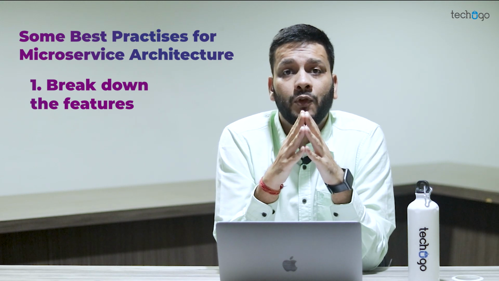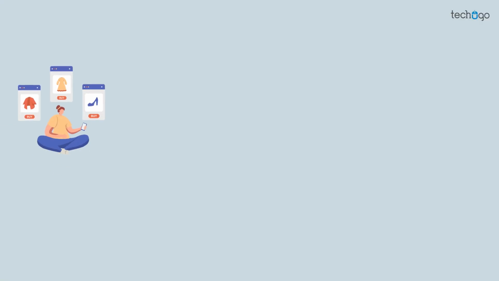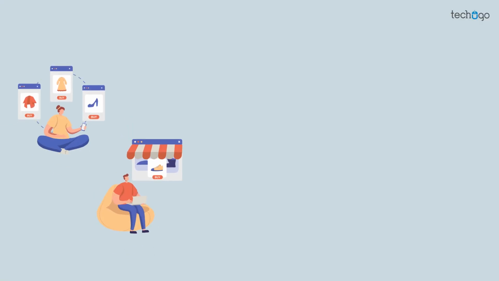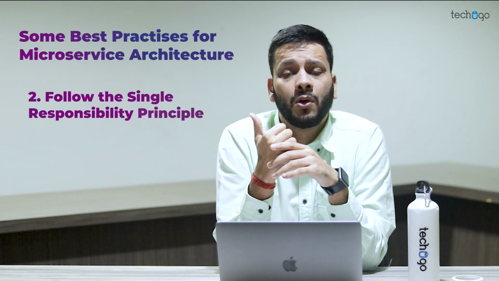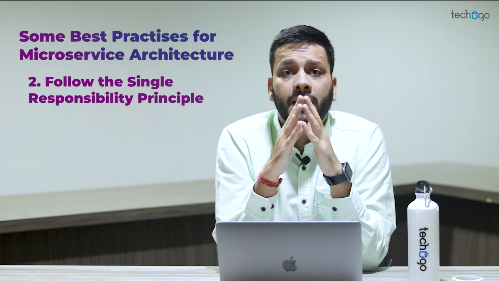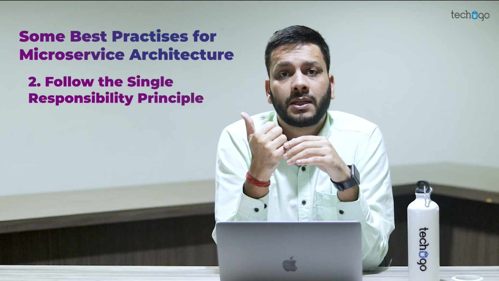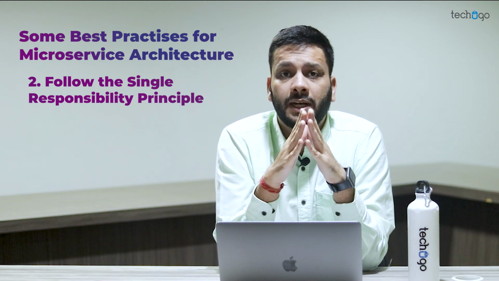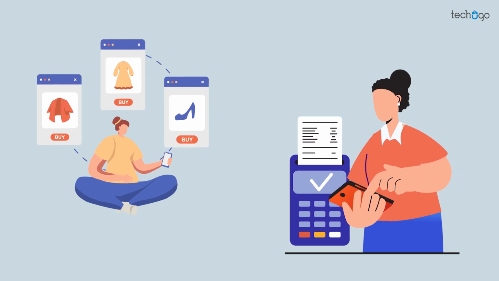For example, if you are developing an e-commerce website, your components would be product management, order management, cart management, checkout management, and payment management, and so on. Next rule is follow single responsibility. Each microservice should be responsible for performing a single task. You should not have a microservice that is responsible for product management and also payment management.